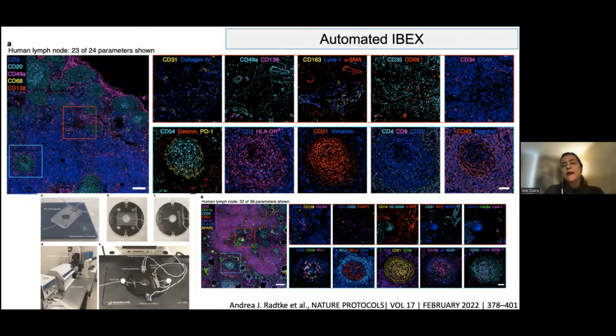So in other words, the automated system is great because you can leave it overnight, you can go home, you can sleep, and by the next morning when you get there, everything is going to be ready for you. But you can also do it manually with a very, very good quality of staining that is pretty much comparable to what you get with the automated system.